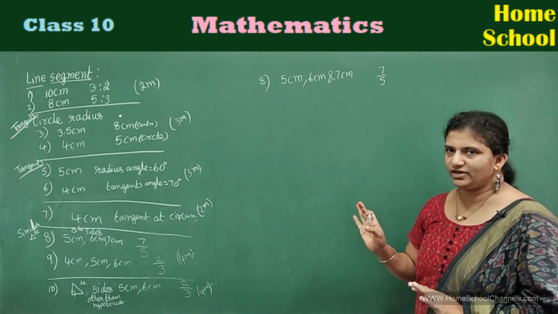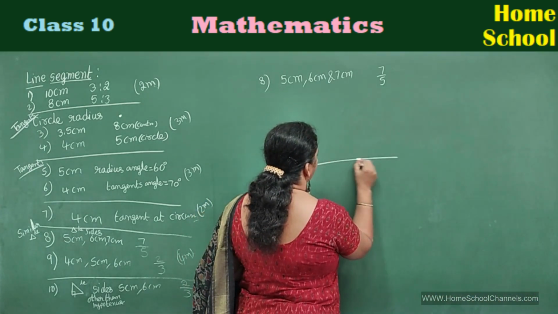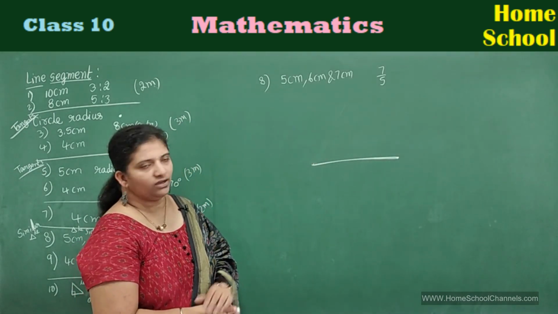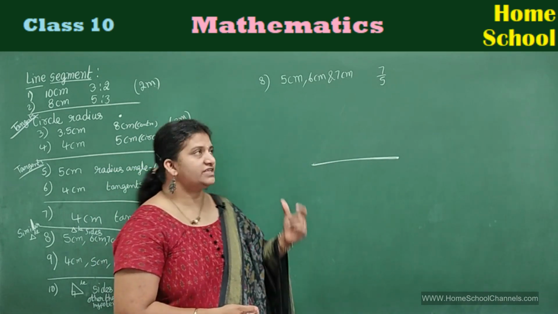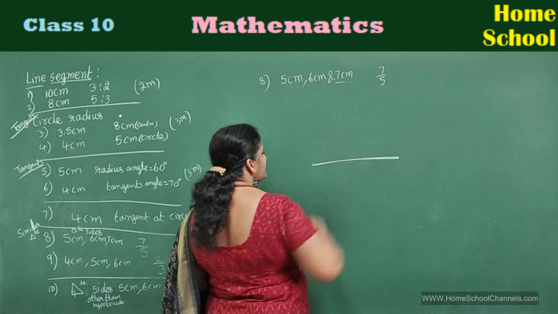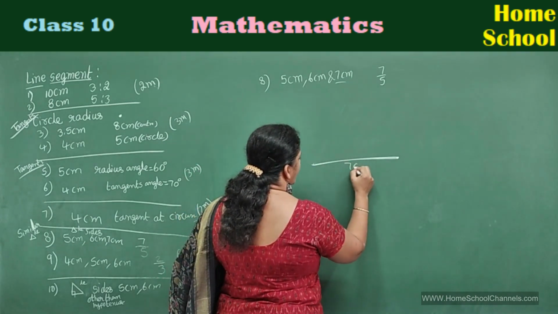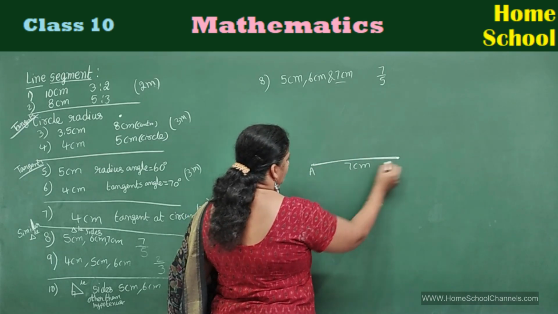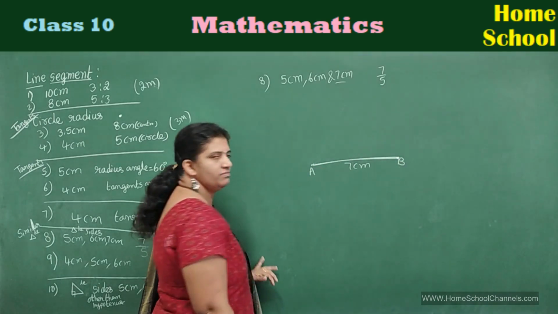You do the original figure. Draw a base of a triangle. So what base length do you need to take? What is this line segment? Which measurement are you going to take here? See here, which is greater? 7 is greater. So draw a line segment of length 7 centimeters and mark this as AB.